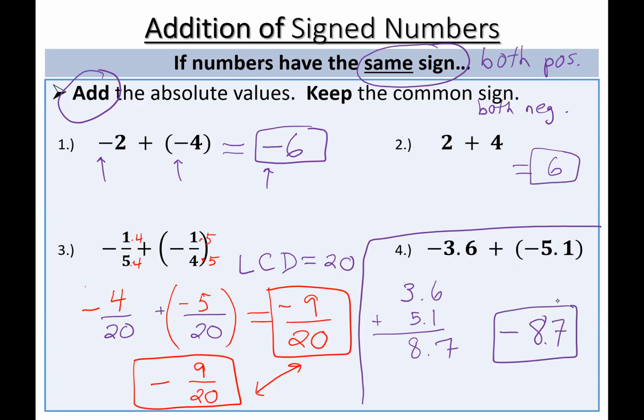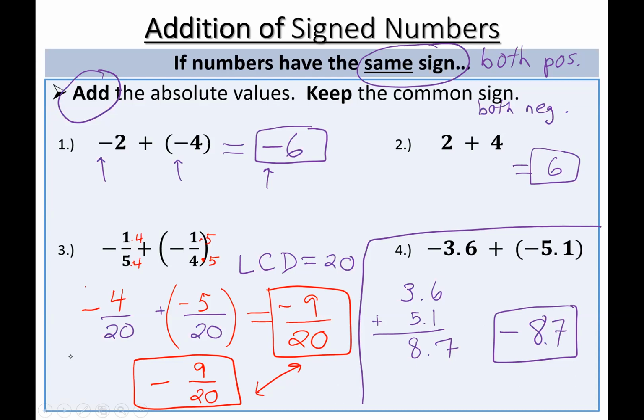So each of these problems shows that when you have two numbers with the same sign, you add and keep the common sign. So negative plus negative, still negative. Positive plus positive, still positive. It's possible at this point you might be thinking, wait, doesn't two negatives equal a positive? Why am I not hearing that?